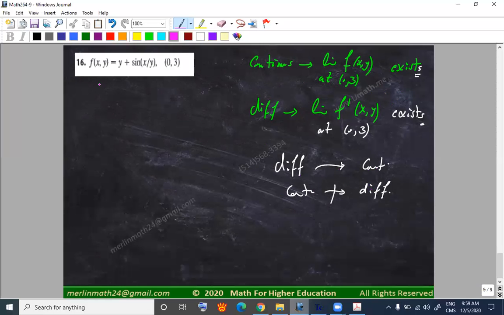Anyhow, so your question is to show it is differentiable. Differentiable means delta f exists, by the way, because partial derivatives mean delta f, at (0, 3). This is what you should prove.